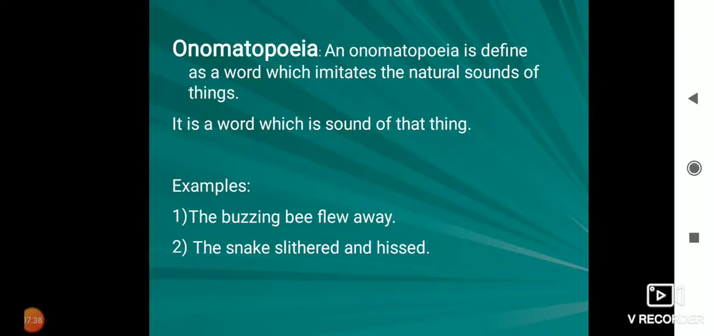Second example, the snake slithered and hissed. What is the sound of a snake? It is hissed. So we use hissed here. It is the sound of a snake.